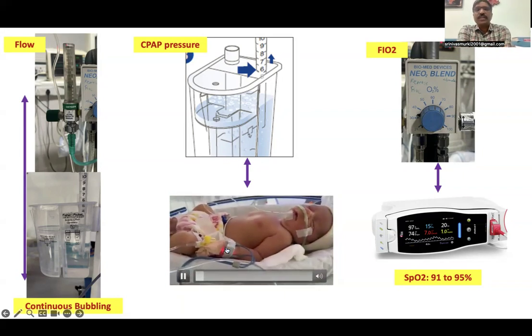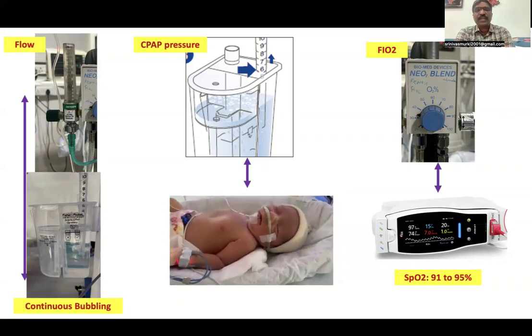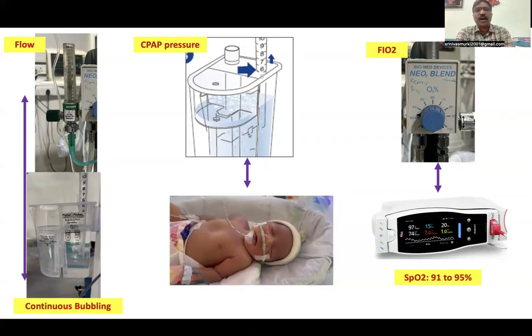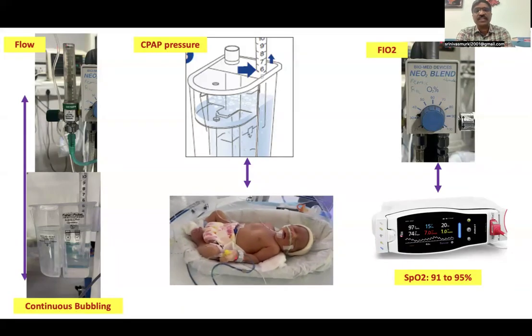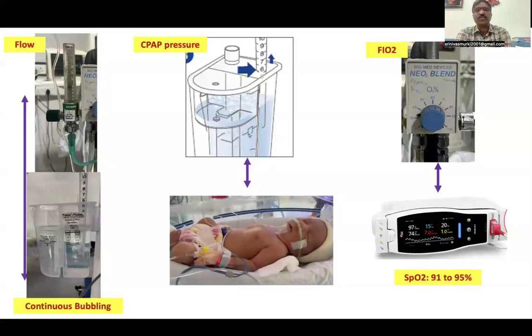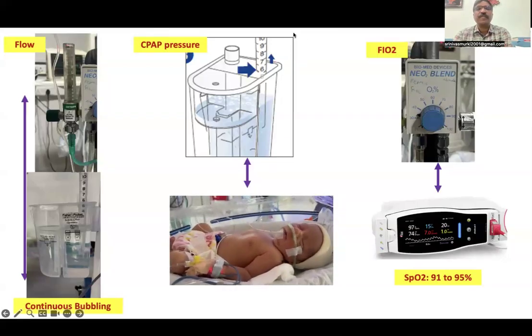So look at here. This baby was on a pressure of 5. You can still see that the baby has significant upper chest retractions. There are sternal retractions. There are some lower chest retractions. So this baby's pressure needs to be increased.